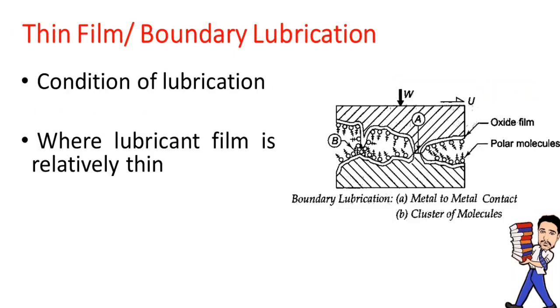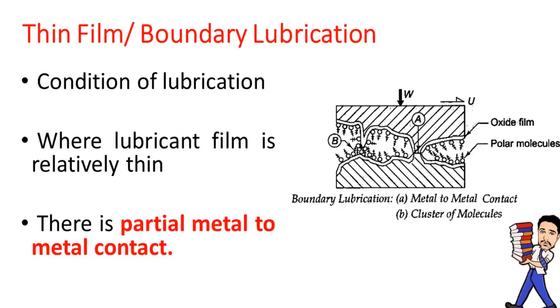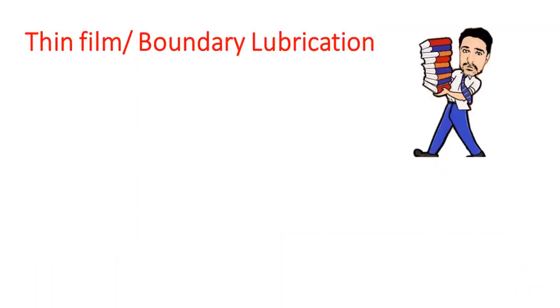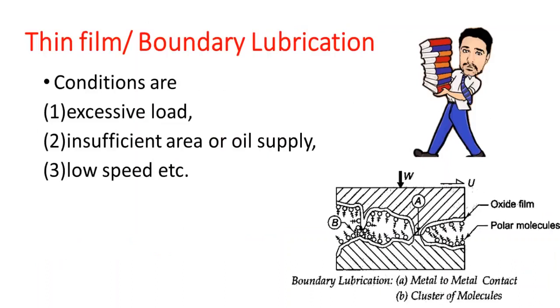Thin film lubrication is the condition of lubrication where the lubricant film is relatively thin. It is very, very thin. So there is a partial metal to metal contact. You can see in the diagram where A is shown. Now, when does thin film lubrication occur? When there is excessive load W, you can see in the diagram, or there is insufficient area of oil supply, or there is very low speed.